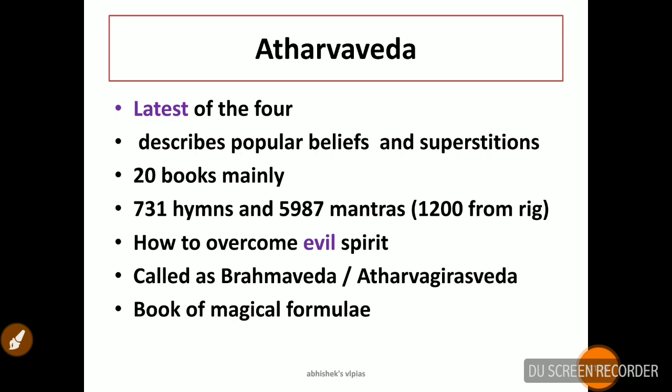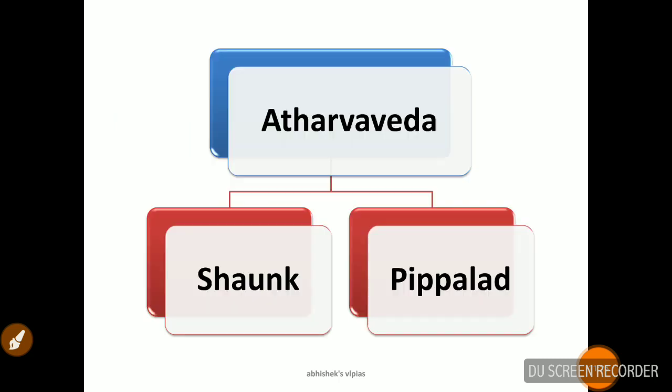And this Atharva Veda is about how to overcome evil spirits. This Veda is also called Brahma Veda or Atharva Angiras Veda. Ultimately, this is a book of magical formulas. Atharva Veda is again classified into two types, that is Shaunaka and Paippalada. These are the only available branches of Atharva Veda. So it is a little mysterious type of Veda.